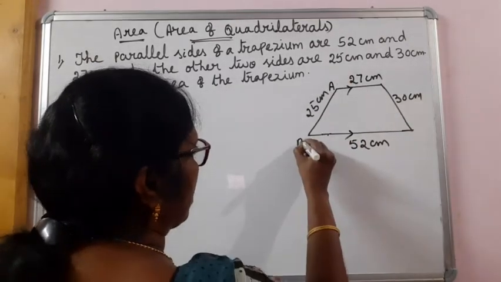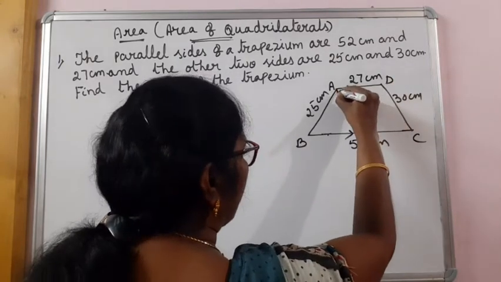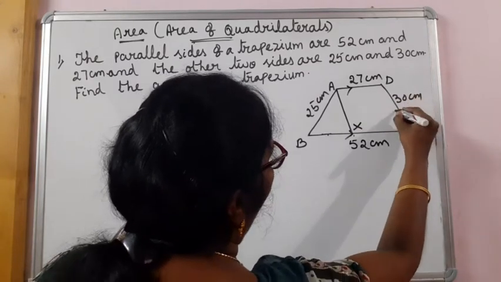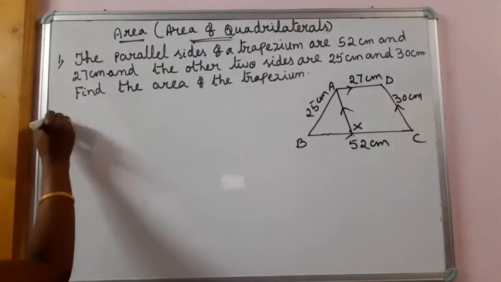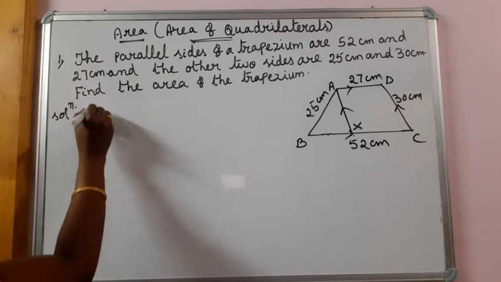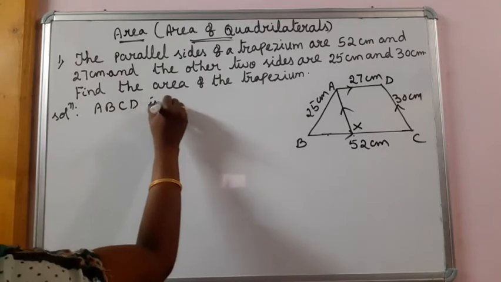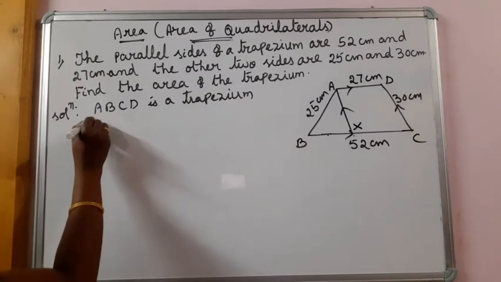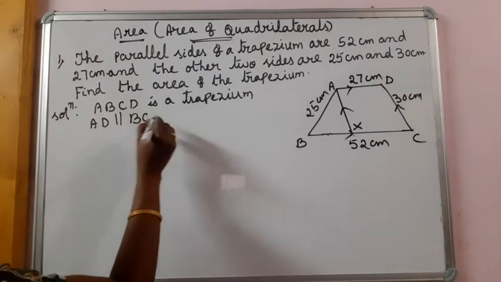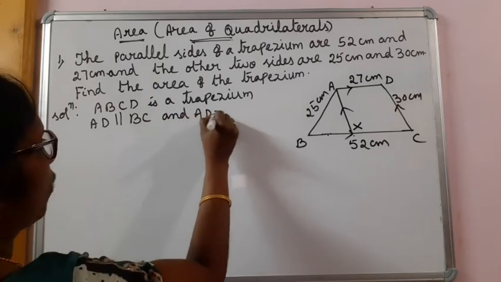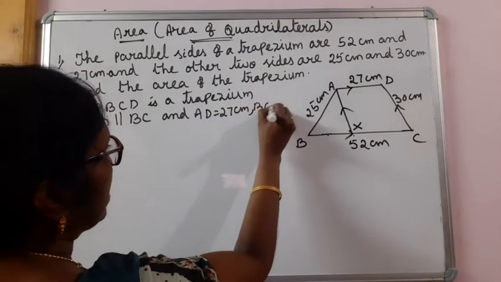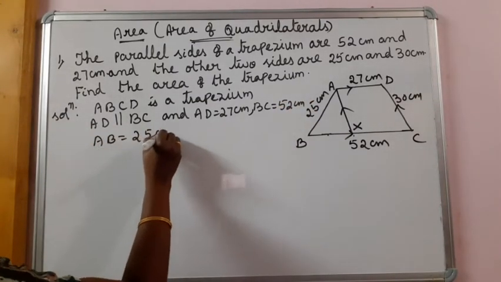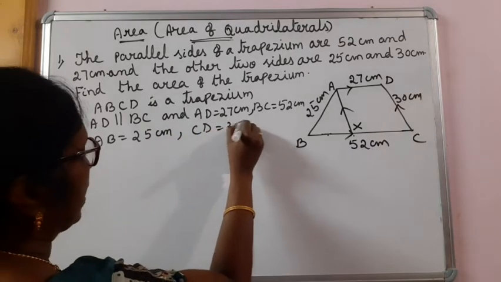Let me name this figure as A, B, C, D. Let us draw AX parallel to CD. Let me write what is given here. ABCD is a trapezium where AD is parallel to BC, AD is equal to 27 cm, BC is equal to 52 cm, AB is equal to 25 cm, CD is equal to 30 cm.